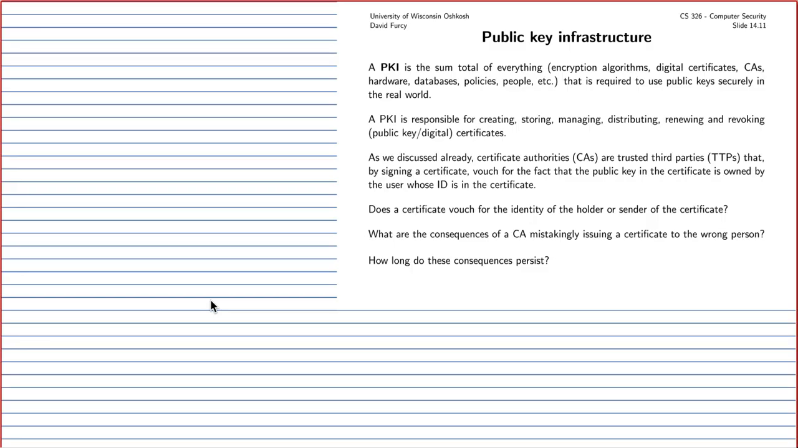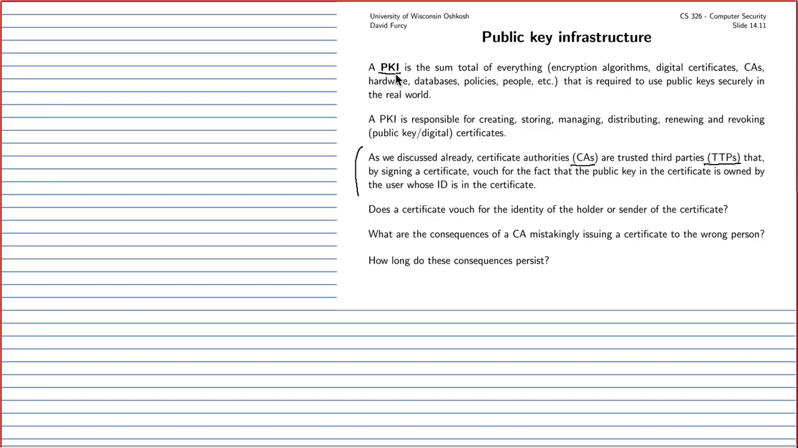And even though we discussed the use of public key certificates, just remember that if you're using those, and you are every day, you are implicitly trusting these trusted third parties, such as certificate authorities, that are issuing those certificates. And in fact, you are trusting a much bigger system called the public key infrastructure, or the PKI.